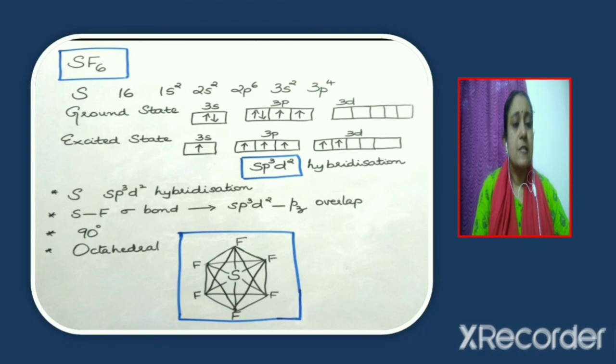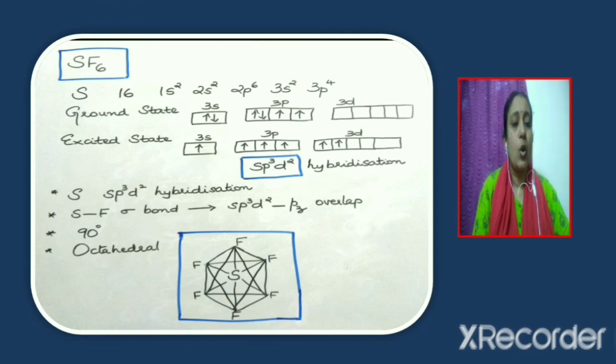In sulphur hexafluoride, 6 bonds are to be formed. So 6 hybrid orbitals should be available with sulphur. So which is the hybridization that can give 6 hybrid orbitals, and how will it be formed? Here, one 3s orbital will mix with 3 3p orbitals and 2 3d orbitals to give 6 sp3d2 hybrid orbitals. So sulphur is in the sp3d2 hybridized state.